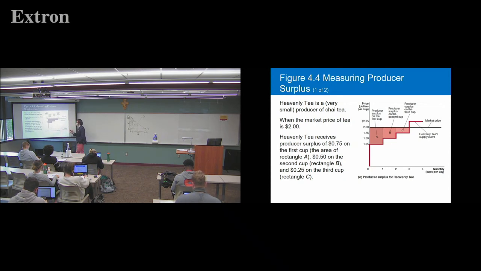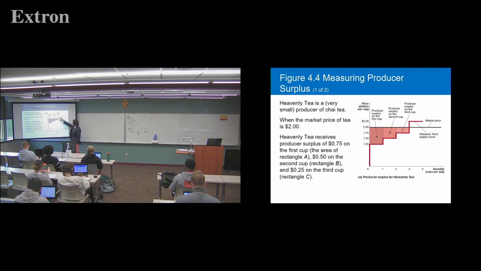Let's say the market price of tea is $2. In this case, for that first unit, they'll get 75 cents of producer surplus, the difference between that $2 and the $1.25 it costs to make it. The second unit, which costs $1.50 to make, will have 50 cents of producer surplus, the difference between that $2 and the $1.50. And then their third cup, they'll have 25 cents of producer surplus. So $2 minus $1.75, so 25 cents.